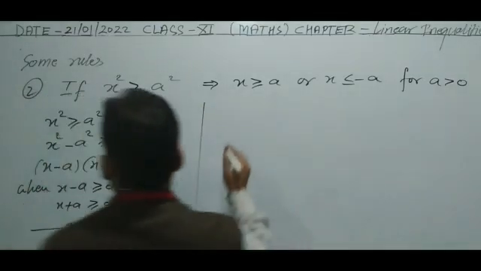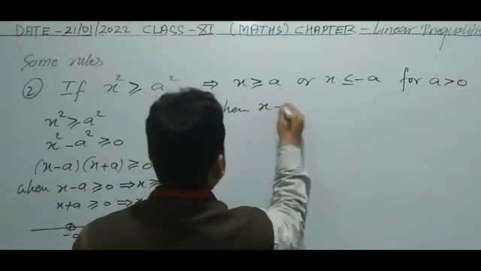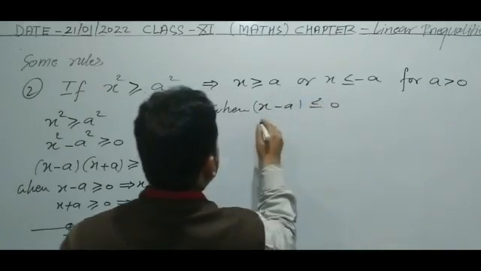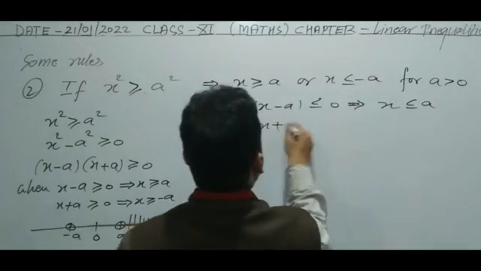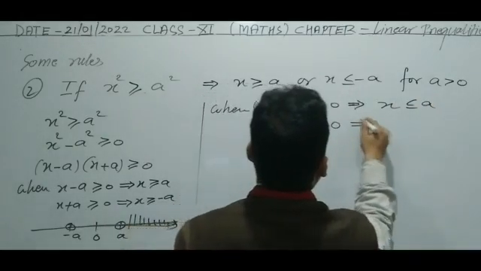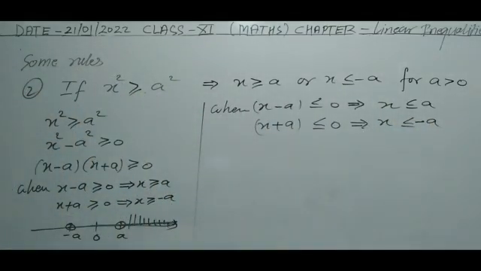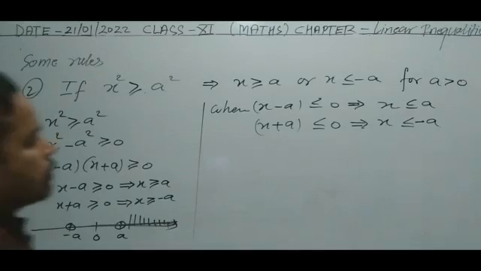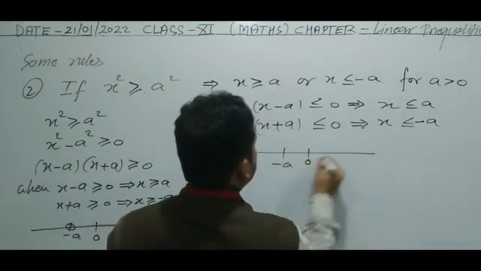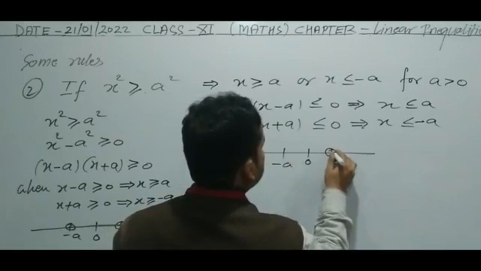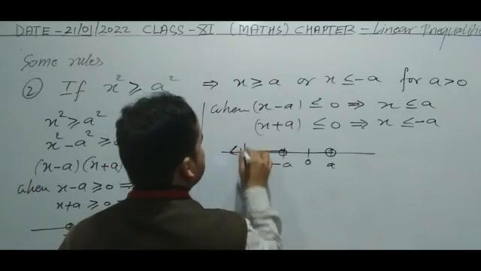Similarly, when x minus a is less than or equal to 0, this implies x is less than a, and x plus a is less than or equal to 0. This implies x is less than minus a. So x is less than minus a and x is less than a. On the number line, this is minus a, this is plus a, so less than a or less than minus a, you will get this result.